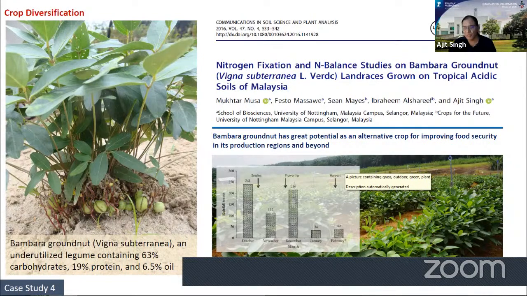Okay, but this crop did well. Generally, it did well in Malaysia here with high rainfall condition. So that's why it becomes quite important. So this is a paper that you can refer to in case you are very much interested. Yeah, next slide, please.